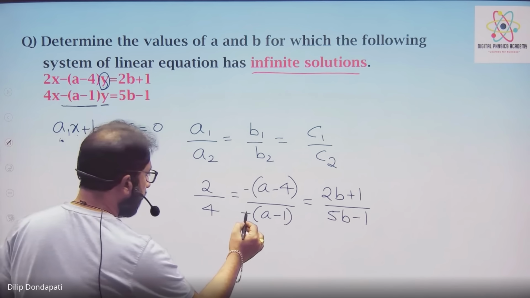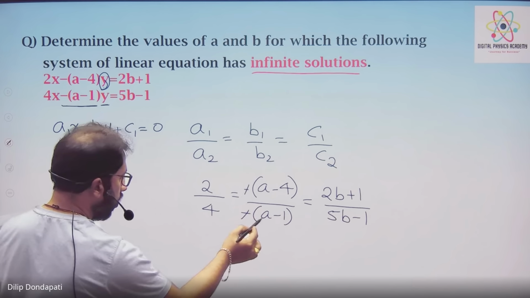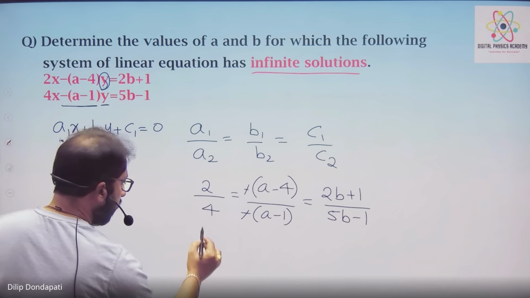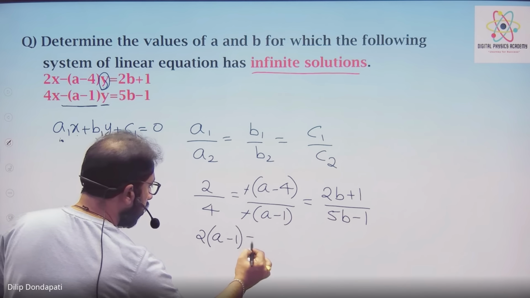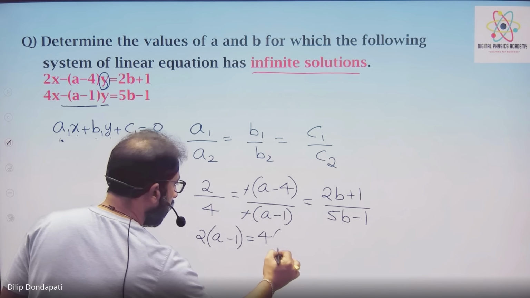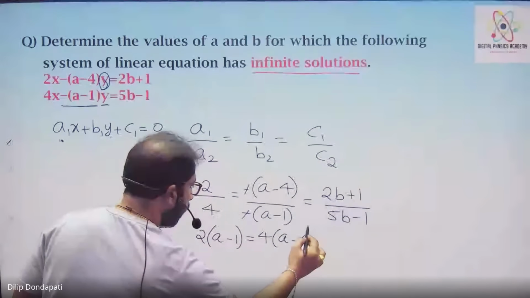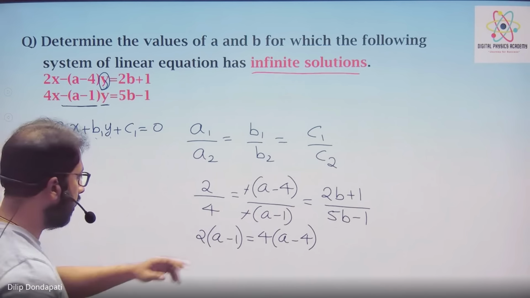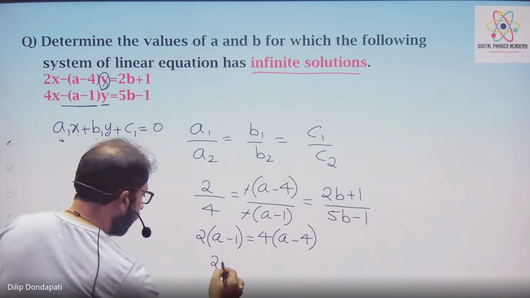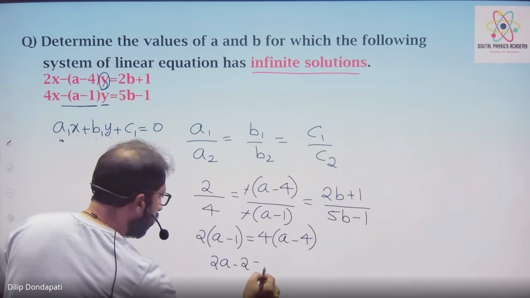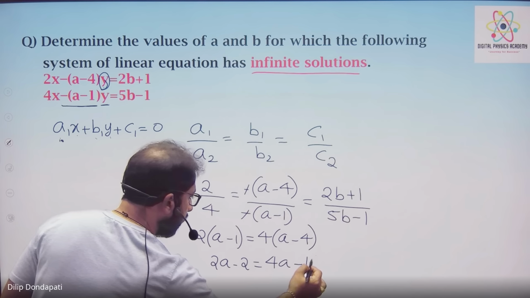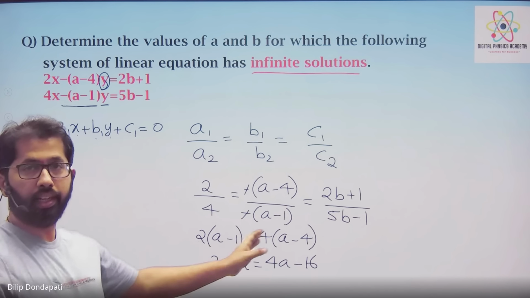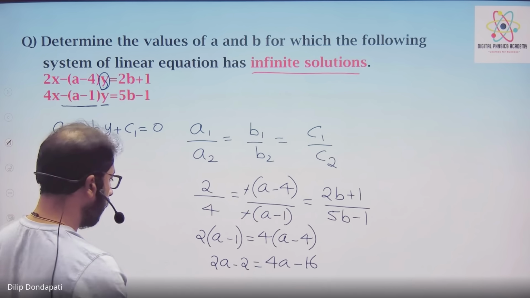So minus minus cancel. You know cross multiply, right? How to cross multiply? 2 times of a minus 1 is equal to 4 times of a minus 4. Okay. So multiply here. So 2a minus 2 is equal to, you have to multiply both, right? 4a minus 16.